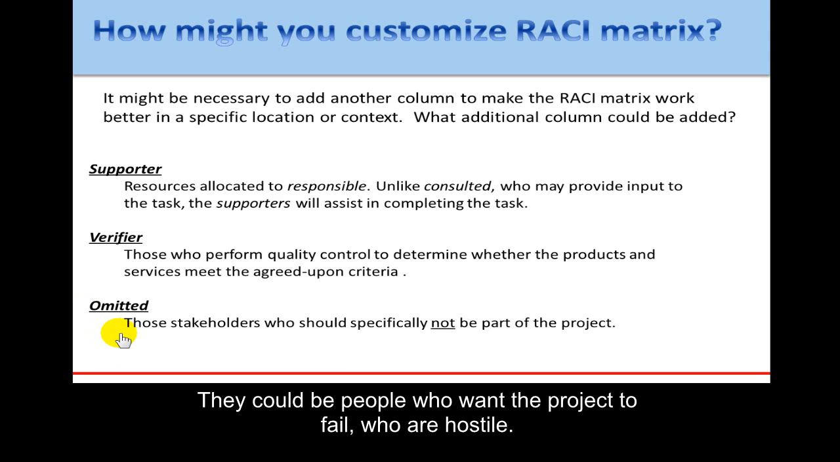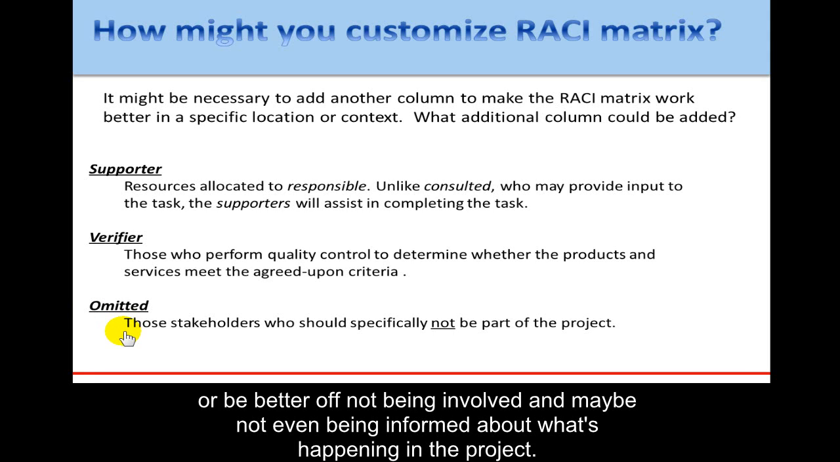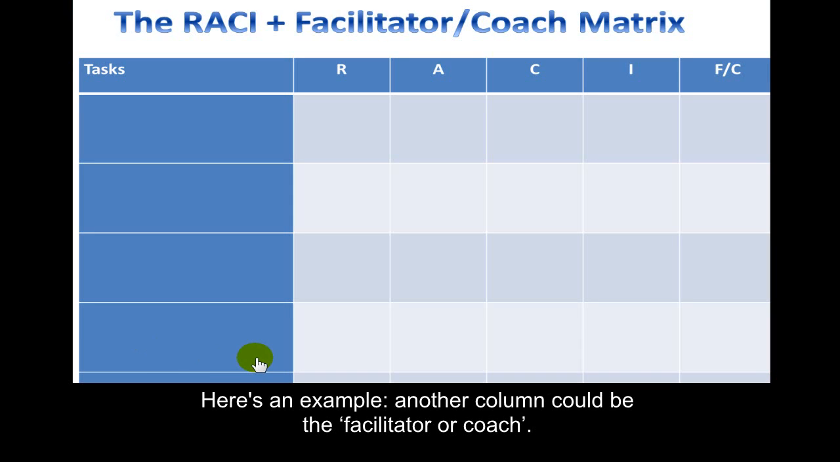They could be people who want the project to fail, who are hostile, or there could be people who just might be troublemakers or could create some level of confusion, or would just be better off not being involved or maybe not even being informed about what's happening in the project. Here's an example.